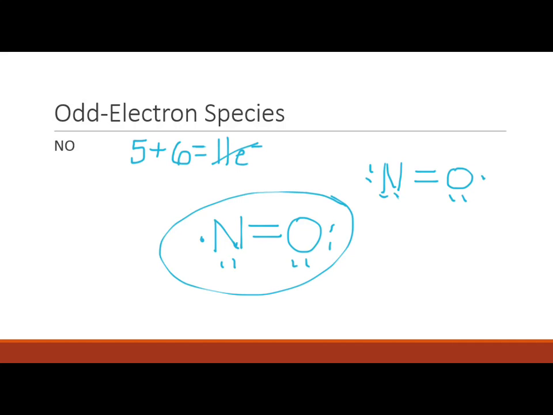For right now, the easiest thing to remember is that nitrogen is the one that brought an odd number of electrons to the party. So I'm going to make sure that nitrogen gets stuck with that odd number of electrons. And so this would be the better structure for you to draw.